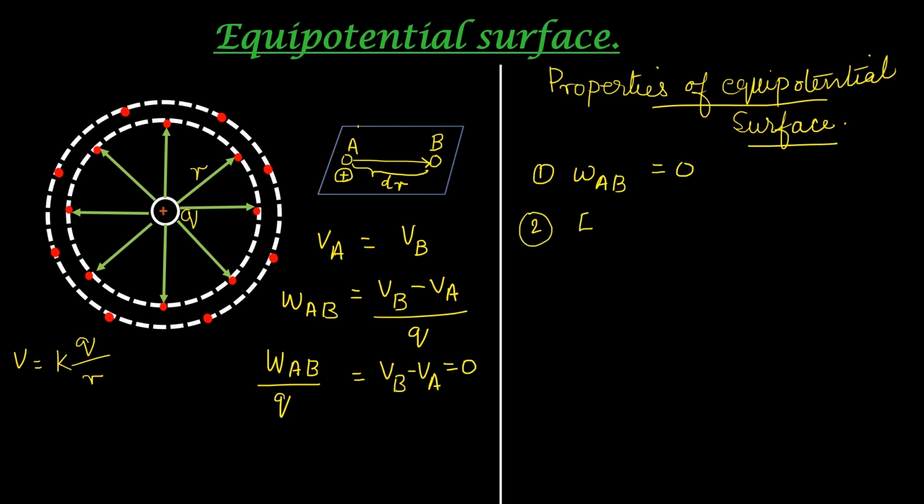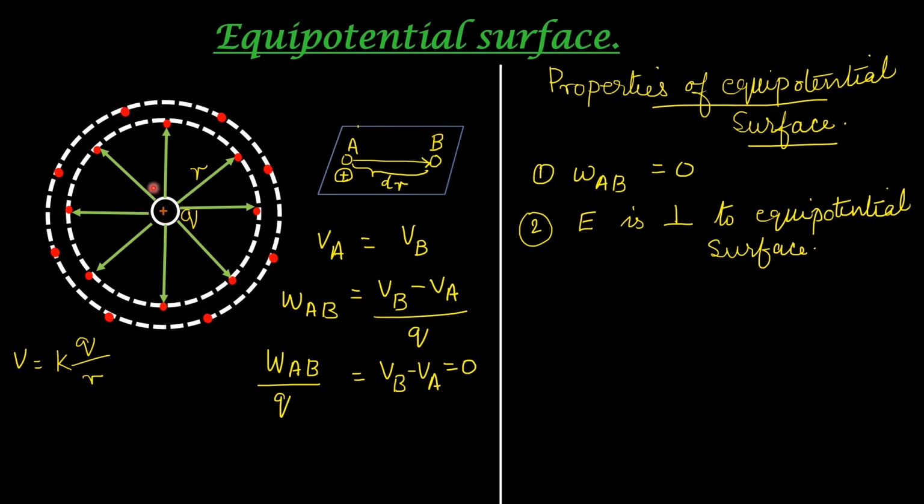Second property: direction of electric field is perpendicular to equipotential surface. It means it is perpendicular to the surface that is shown here, that is at 90 degrees to this surface. We have considered a positive point charge here, so the electric field will be directed outward, that is towards the outside. If you consider a negative charge, it will be directed inward. In both cases, it will be perpendicular to the equipotential surface.